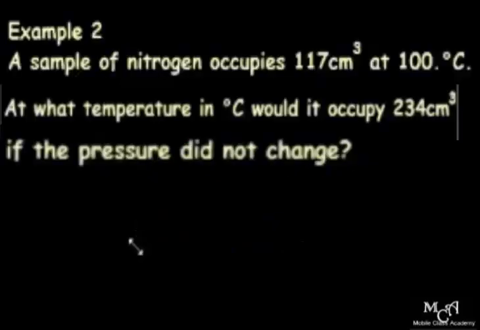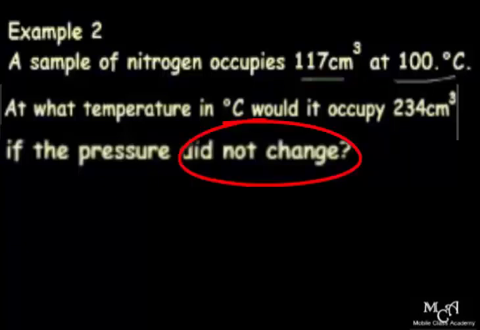Second example, to illustrate Charles' law. Let's see the example and let's bring out the solution. Example 2. A sample of nitrogen occupies 117 cm³ at 100 degrees Celsius. At what temperature in degrees Celsius will it occupy 234 cm³ if the pressure did not change? Without being told, you're told that the pressure is constant. I mean, pressure does not change.